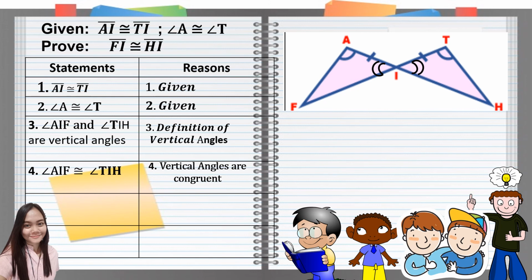So, since we already know that we have the angle, the side, and an angle, we can say that triangle AIF is congruent sa triangle TIH by the angle side angle postulate. So, na-prove na natin na yung dalawang triangles ay congruent. So, it follows that the corresponding parts are congruent too. So, mapuprove na natin na yung segment FI is congruent sa segment HI by the reason of CPCTC. So, yan po yung corresponding parts of congruent triangles are congruent.